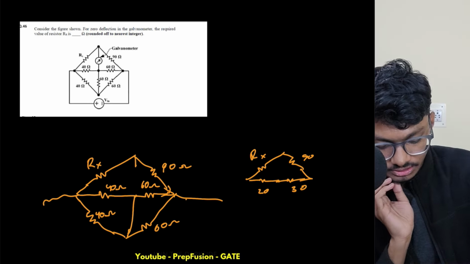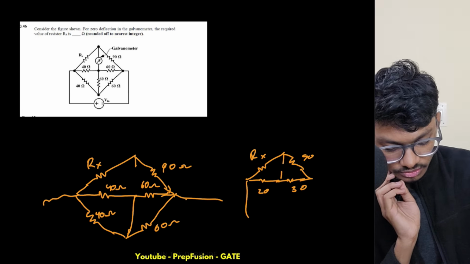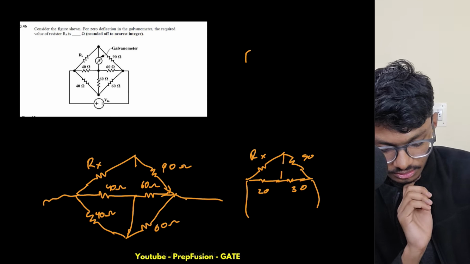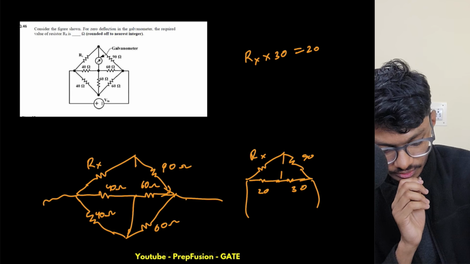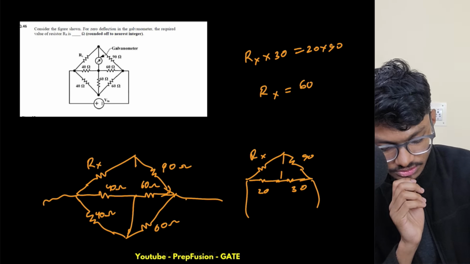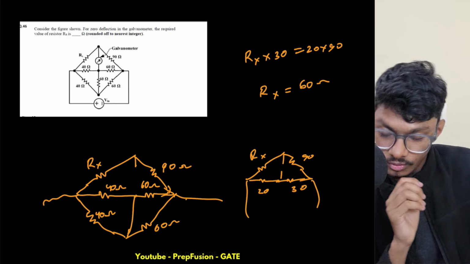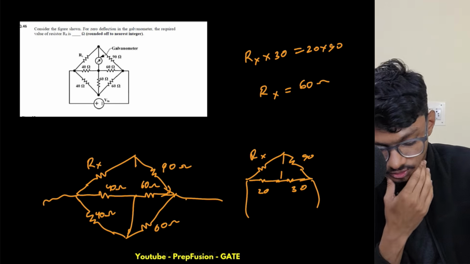Now again what you can do is make the opposite products equal, because here we have a galvanometer and this is also a bridge circuit. So here Rx into 30 should be equal to 20 into 90. So my Rx will simply be equal to 60 ohms. Okay, this is how you can do it.